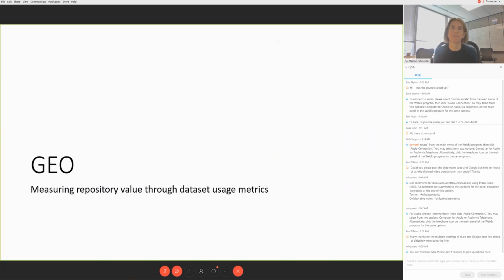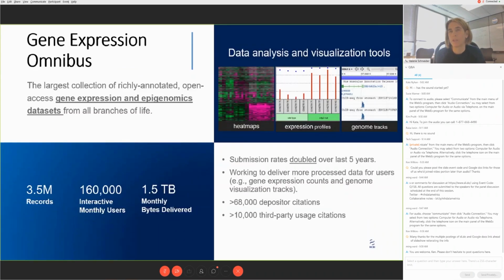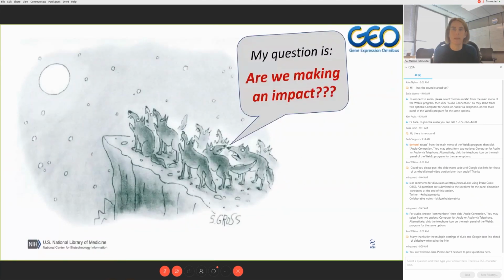I'm going to tell you a really brief story now about GEO. So next. So in contrast to the literature that's in PubMed, the GEO database stores gene expression and epigenomics data sets. And there's more than 100,000 people who download over 1 terabyte of data from that resource each month. Next. So while GEO holds a lot of data, it's really critical to know whether that data is meaningful and valuable to the community. So are we making an impact? Next.